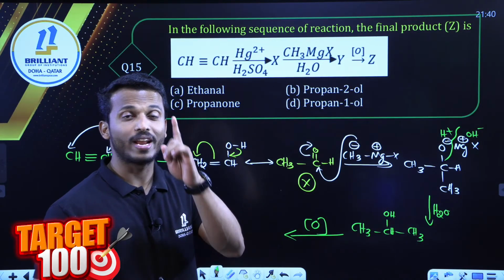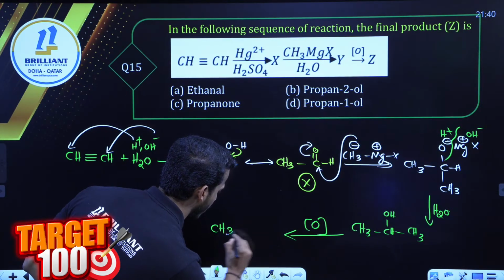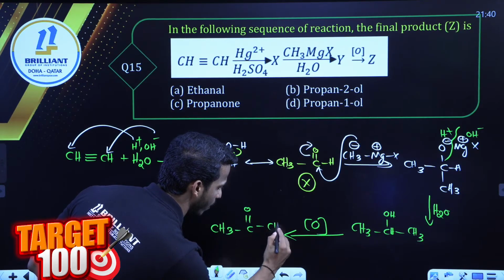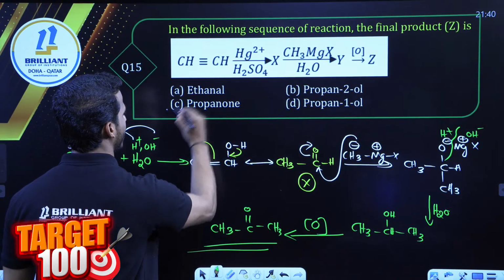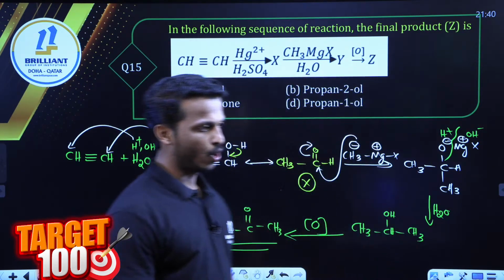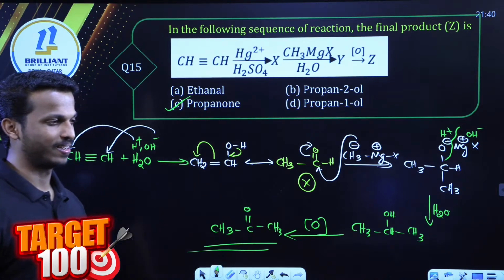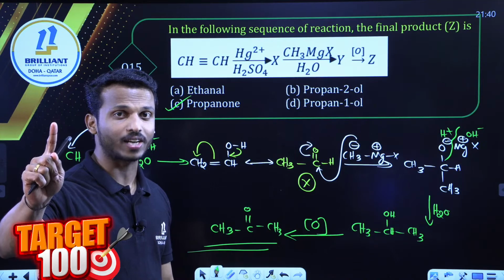What is oxidation? When a secondary alcohol undergoes oxidation, you will get which one? Ketone, dear all. What is this ketone? Propanone or acetone. That is the final answer. Option C is the correct answer. Hope you are clear, dear all. Not wasting time. Hope you are clear on the reaction.